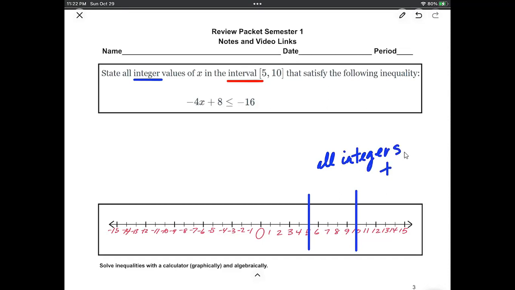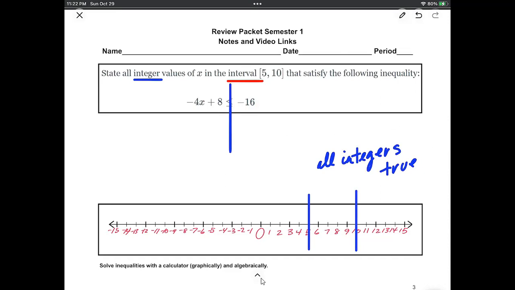Now, we could just go through and check each one, but what we're going to do is go ahead and graph it, find the intersection. So remember, we put a line down through the inequality. We're going to graph it. We're going to find where the arrow begins. Then we're going to figure out if it goes to the left or if it goes to the right. So let's do that.